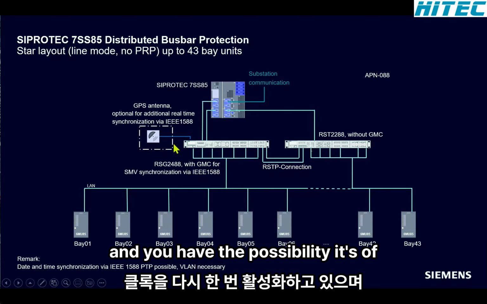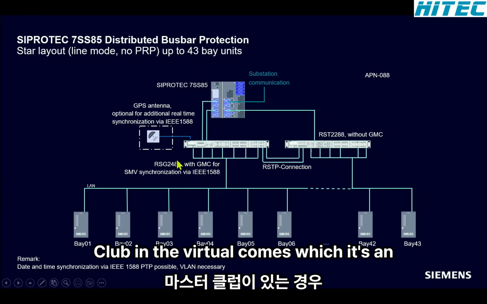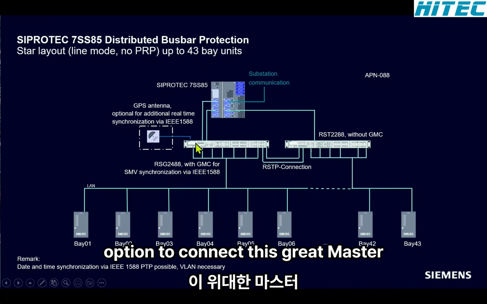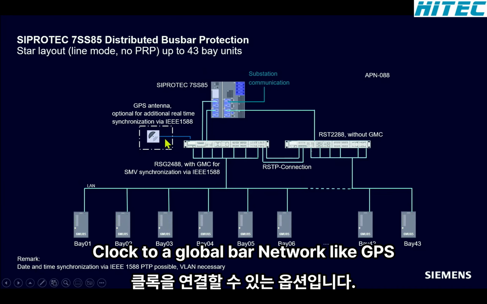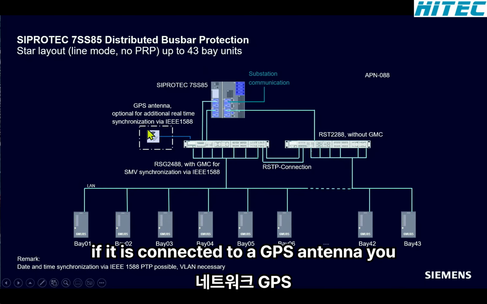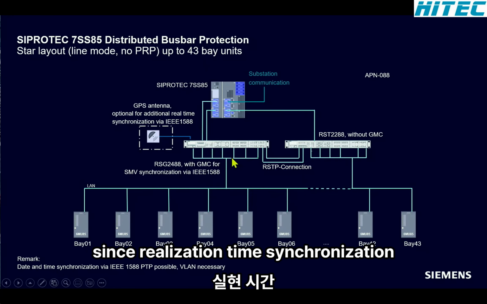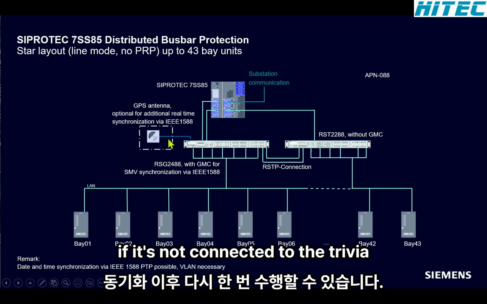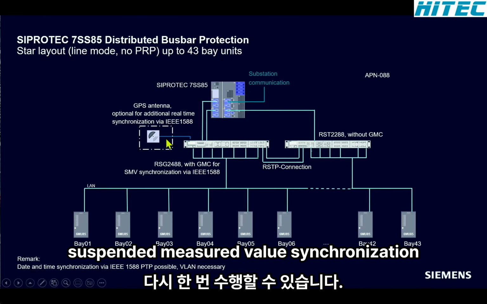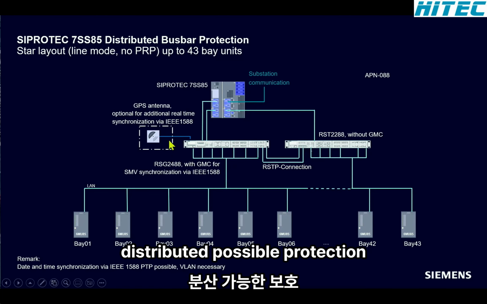And you have the possibility, if you have an external grandmaster clock or a grandmaster clock in the RuggedCom switch, as an option to connect this grandmaster clock to a global time network like GPS or anything else. If it is connected to a GPS antenna, you can do once again both the sampled measured value synchronization and the date and time synchronization. If it's not connected to the GPS antenna, you can do once again only the sampled measured value synchronization, which is absolutely sufficient for the distributed busbar protection.